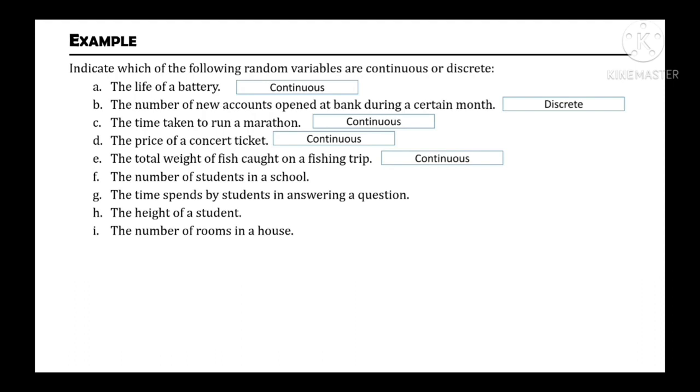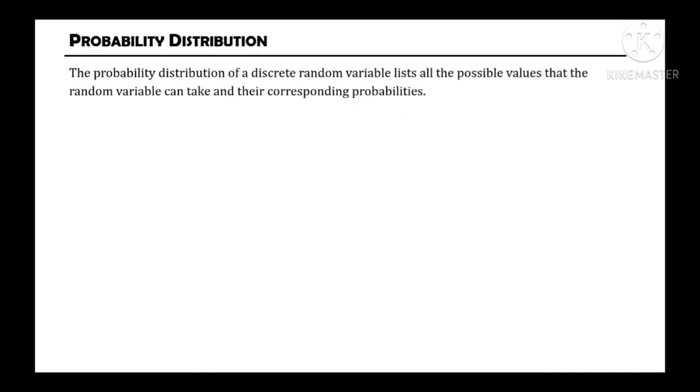Number of students. So students is discrete. Time is continuous. Height of a student is continuous. Number of rooms in a house. So the number of rooms is 1 room, 2 rooms. There are no 1.5 rooms. So this is a discrete random variable.